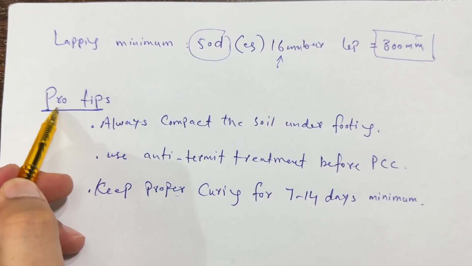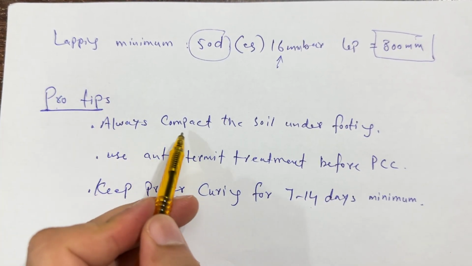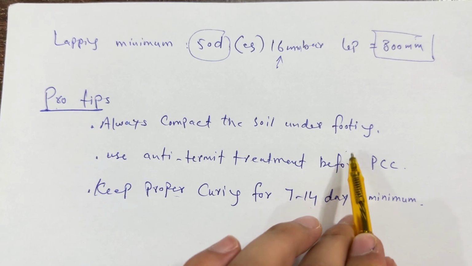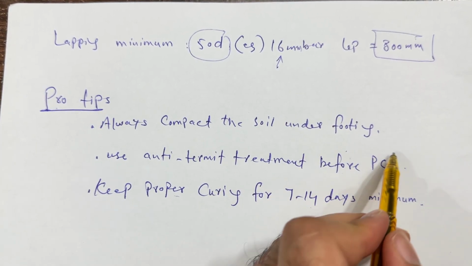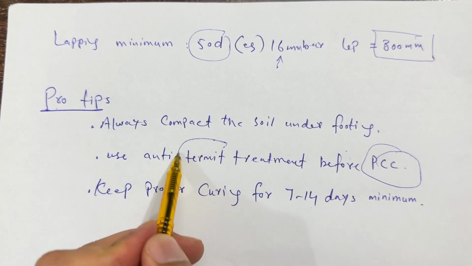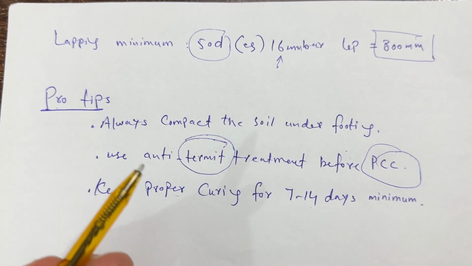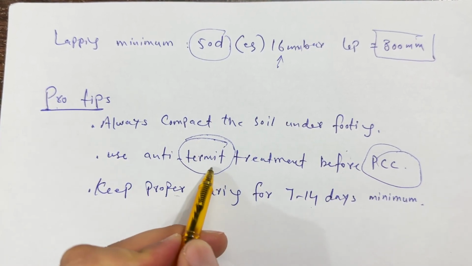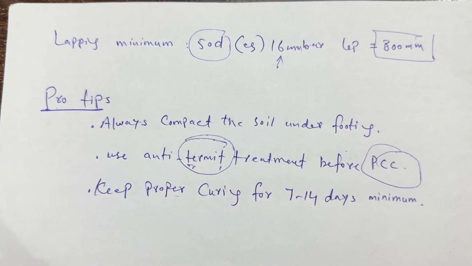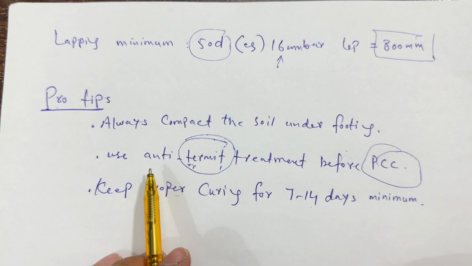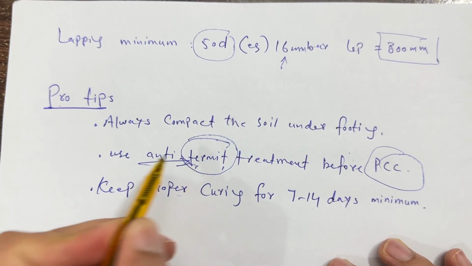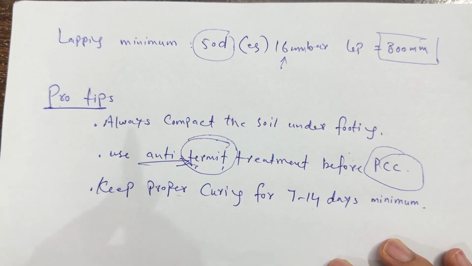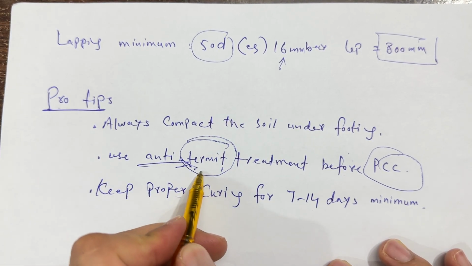Let me guide you for the pro tips. Always compact the soil under footing before starting RCC footing. Use anti-termite treatment before PCC. You can see, for termite there are different chemicals, especially for this treatment. Termite treatment is very important before starting the footing, because if there is termite we have a lot of problems with moisture and so on. In the next video I will guide you properly about termite.